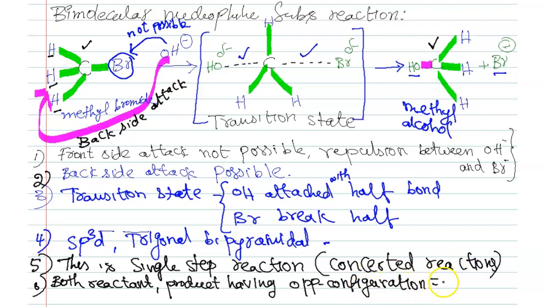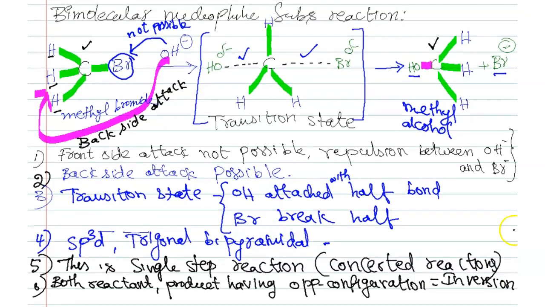This opposite configuration is known as inversion. A particular scientist named Walden gave this explanation, so on his name we call it Walden inversion, the Walden inversion product. Both reactant and product have opposite configurations, and this opposite configuration is known as Walden inversion.